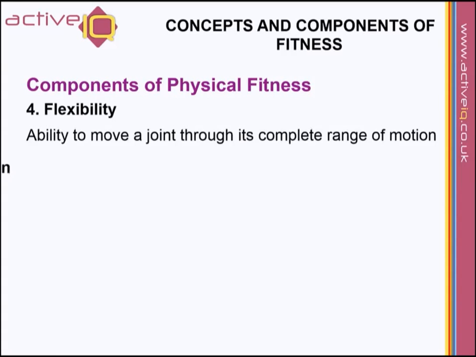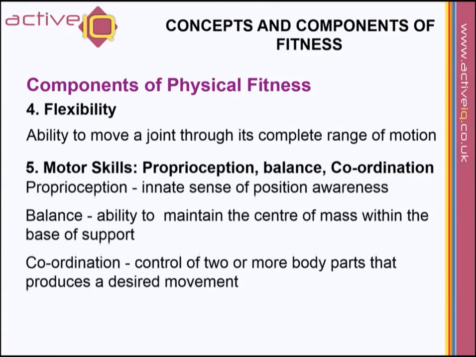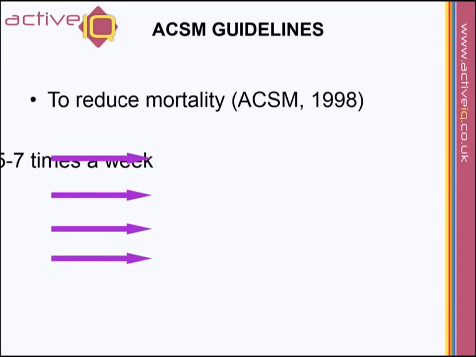Flexibility, so stuff like stretching and things like that. And that's the ability to move a joint through its complete range of motion. And finally, motor skills, one of the hardest things. This is proprioception, balance and coordination. Proprioception being an innate sense of positional awareness, so knowing where about your body is when you jump and move. Balance is the ability to stay in the centre of the mass within the base of your support, so not falling over. And finally, coordination, the control of two or more body parts that produce a desired movement. Something like catching is a coordinated motor skill.